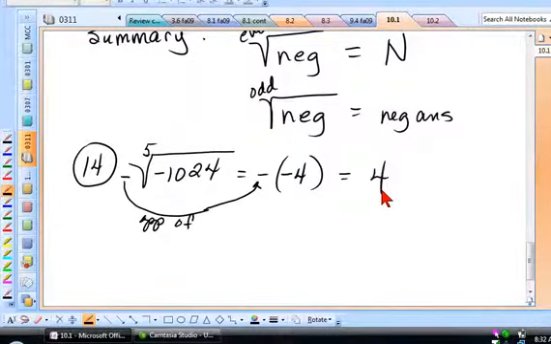If this 5 had been an even number, I just would have had to stop the problem and say, it's not real. I can't take an even root. But I did take the fifth root of negative 1024 and got negative 4. The sign out in front said, give us the opposite of, which turned out to be positive 4.